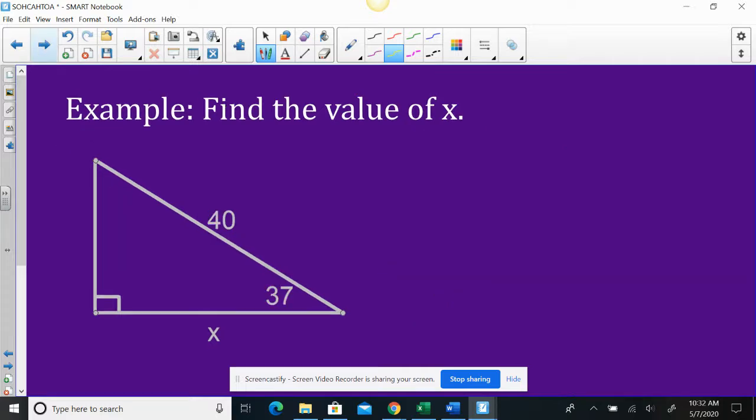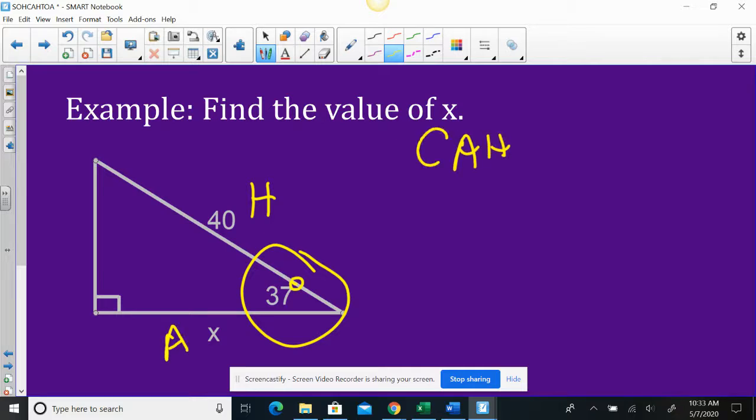Try it. Okay, here we go. There's the 37 degrees. This time I don't have anything opposite. I have my hypotenuse and I have my adjacent. So if I have AH, I'm going to use cosine.